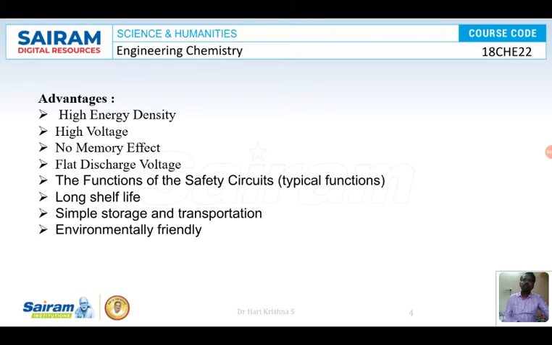So let us see the advantages of the lithium ion battery. The lithium ion battery is a high energy density battery. It has high voltage, no memory effect, flat discharge voltage, and long shelf life. I have already discussed what shelf life is, right? It also has simple storage and transportation, and is environmentally friendly. Another important thing is that the cycle life is high. What do you mean by cycle life? The number of times the battery undergoes a charge and discharge cycle is called the cycle life.